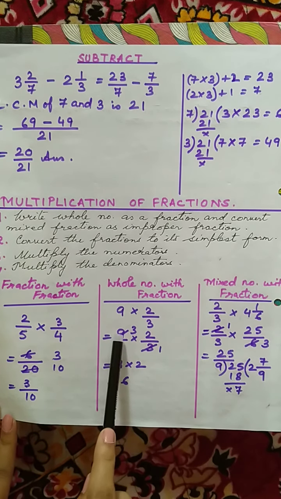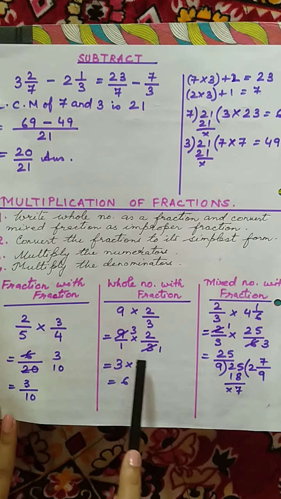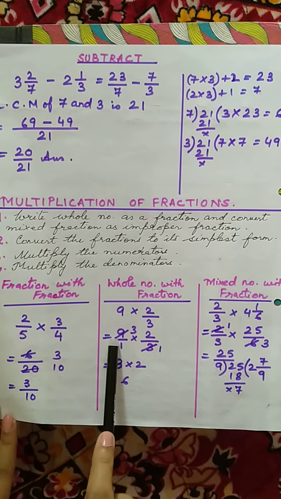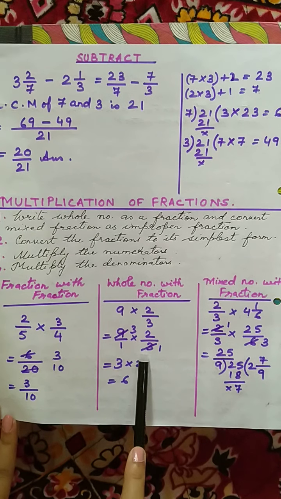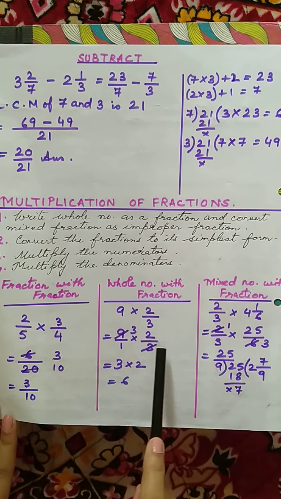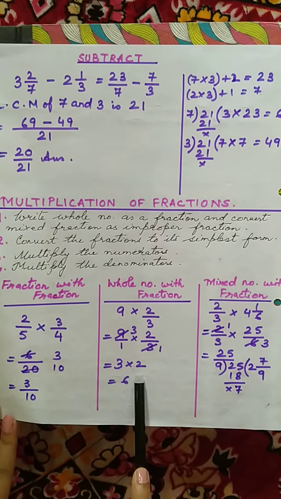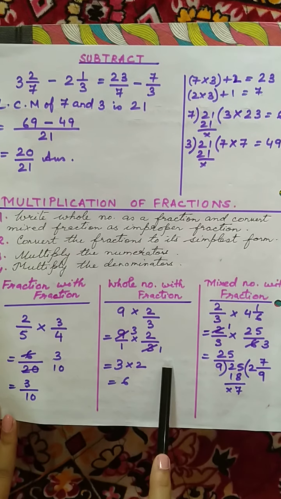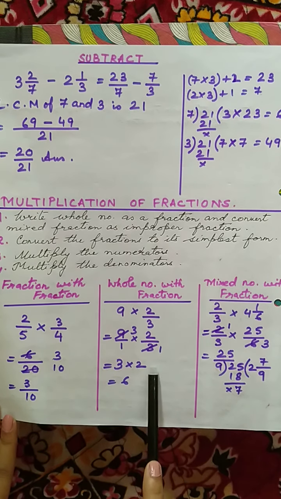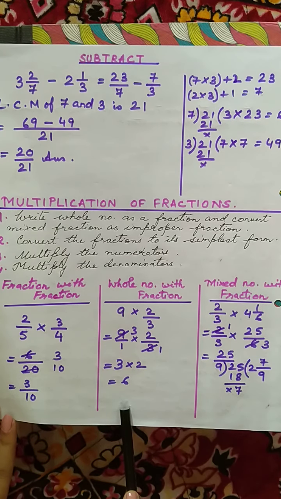That is, we divide both by 3. 3 3s are 9, 3 1s are 3. So we have 3 into 2 in the numerator. Below we have 1 into 1, which is 1. So 3 2s are 6 is your answer.